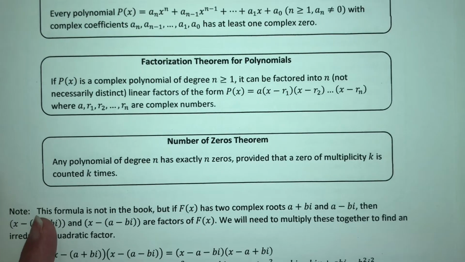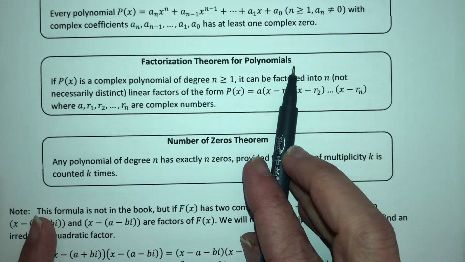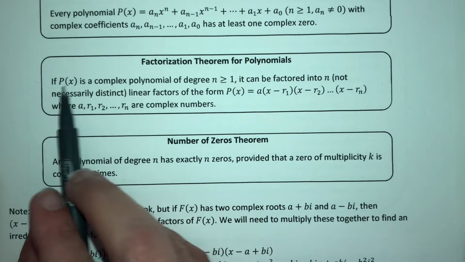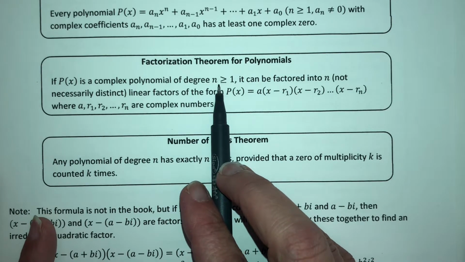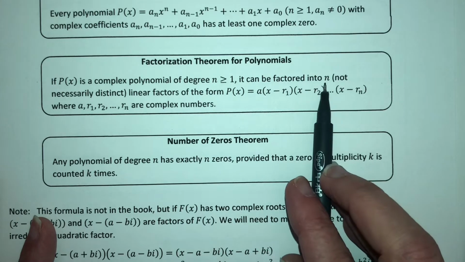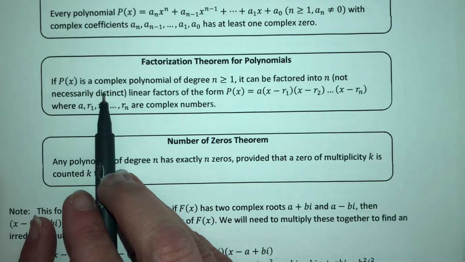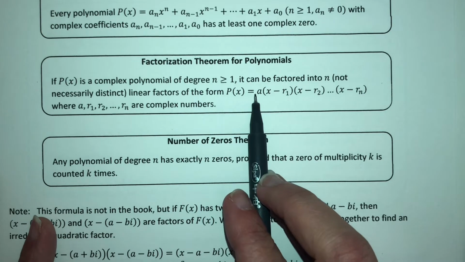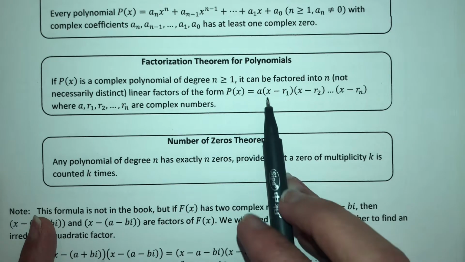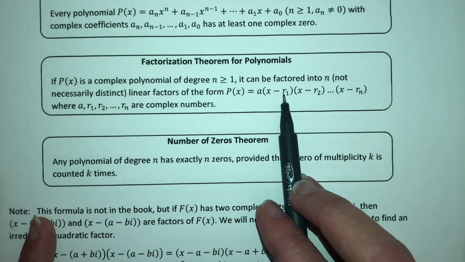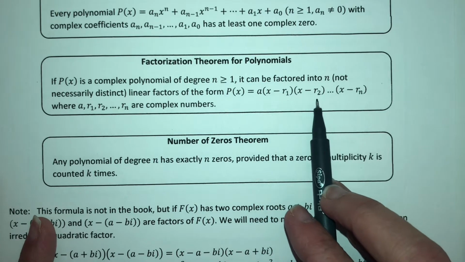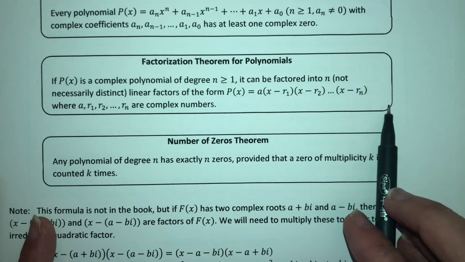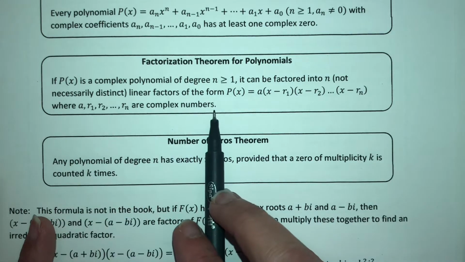So the factorization theorem for polynomials looks like this, okay? If you have a polynomial and your degree is larger than 1, then it can be factored into n, not necessarily distinct, linear factors of the form p of x equal to a, which is just a constant, times x minus the first root, times x minus the second root, times, all the way down to x minus the last root, okay, where these are complex numbers.